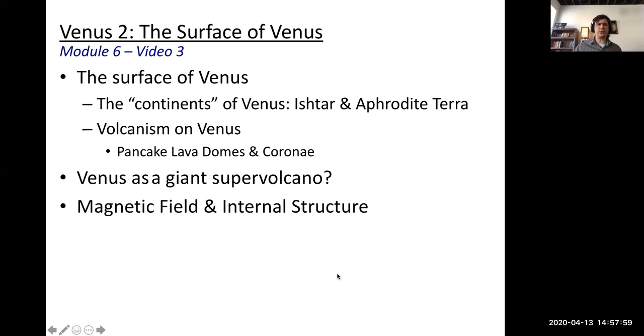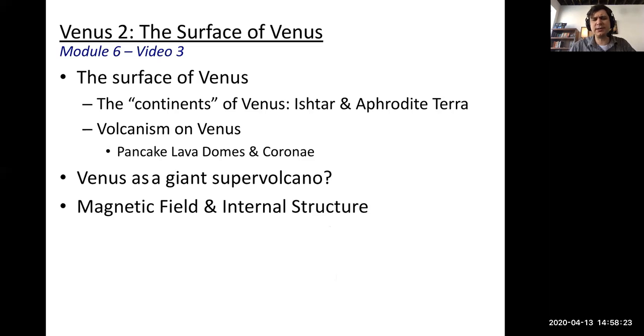There we are. So we're going to talk about the surface of Venus. We're going to look at its two continents, what we call the Ishtar Terra and Aphrodite Terra. We're going to take a look at all the volcanic evidence that we have of Venus, try to figure out whether or not Venus has plate tectonics. Spoiler, it doesn't. We'll take a look at its shield volcanoes and other volcanic features, specifically its lava domes and these unique to Venus features called coronae.